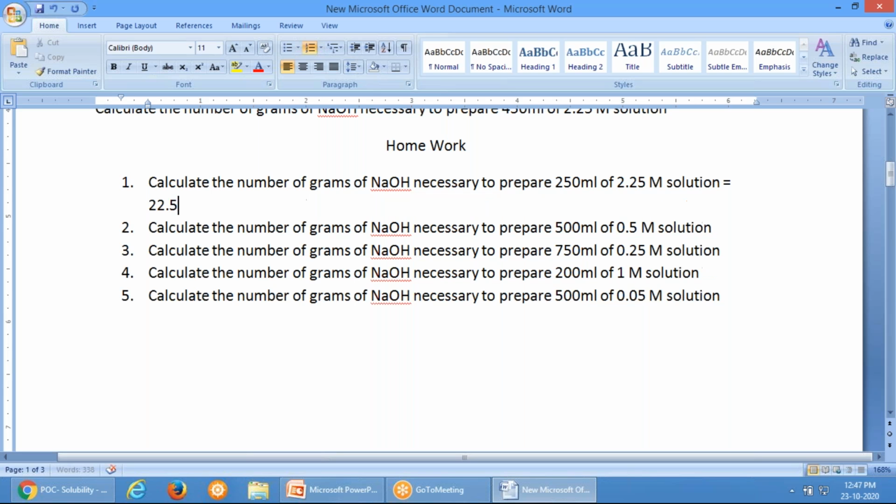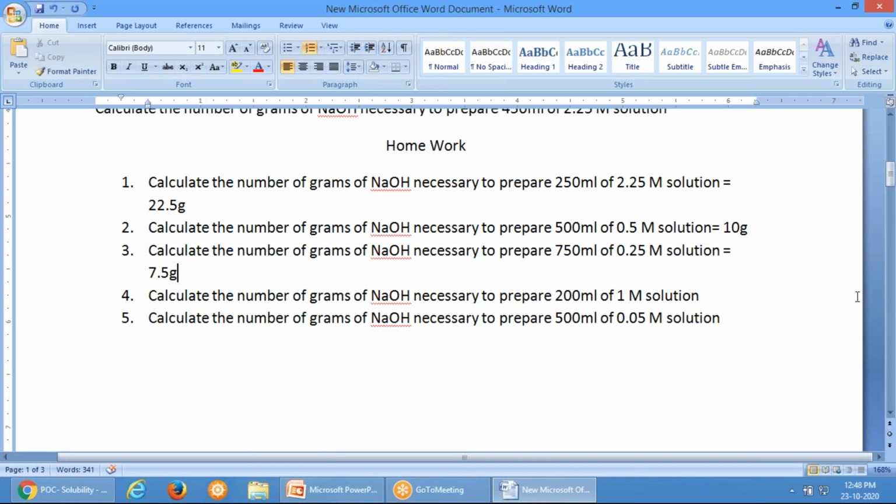22.5 gram. You have not checked whatever answers you are telling here, I'll check it later on. Everyone got the same? Okay. What is the second one? 10 grams. Next one? 7.5 grams. Okay. Next.